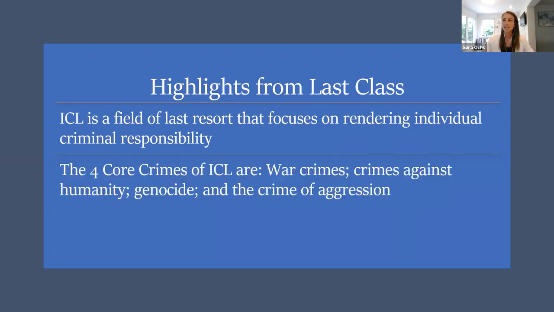Second highlight from last time, the 4 core crimes of international criminal law. These are the 4 categories of international crimes that we have. If they go beyond these 4 categories, they will not be prosecuted by the International Criminal Court, and it's unlikely they will be prosecuted by other international courts. So these 4 core crimes, again, are war crimes, crimes against humanity, genocide, and the crime of aggression.